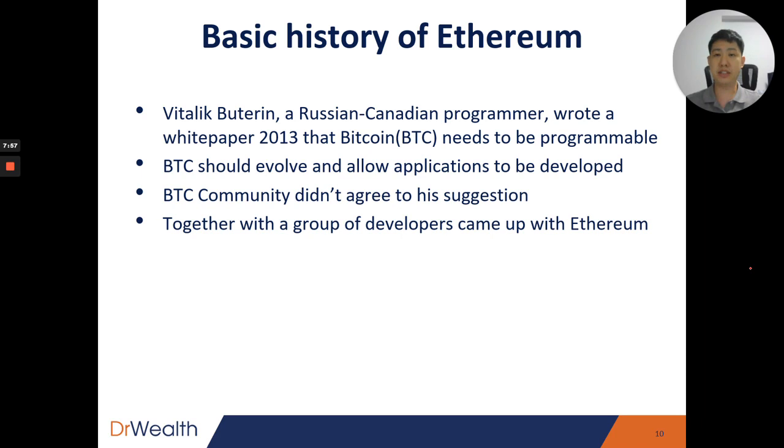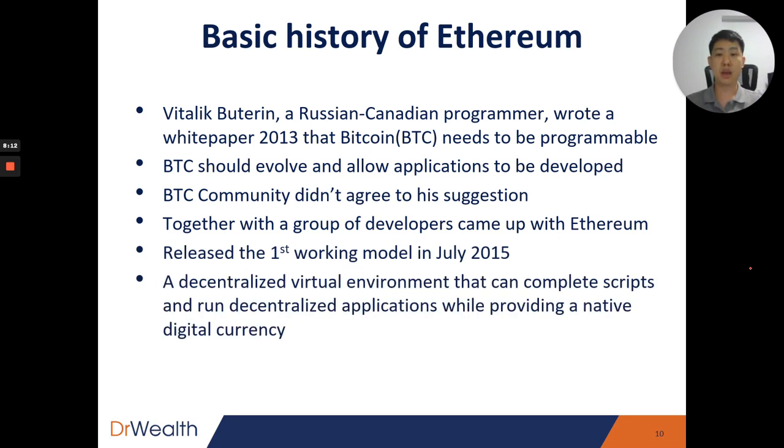And what happened was that Vitalik did not give up his dream, or his goal. He found a few developers and they came up with a new cryptocurrency called Ethereum. They released the first working model in July 2015. So what does Ethereum do? Ethereum runs a decentralized virtual environment that can complete scripts and run decentralized applications while providing a native digital currency. It's a lot of computer jargon here, but do bear with me as I explain further what this is all about.